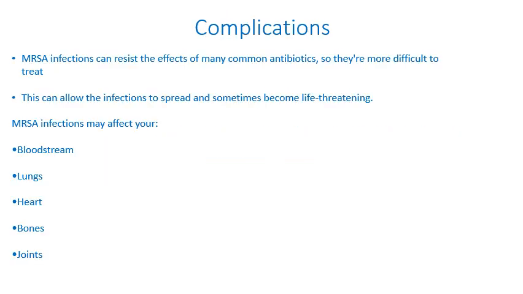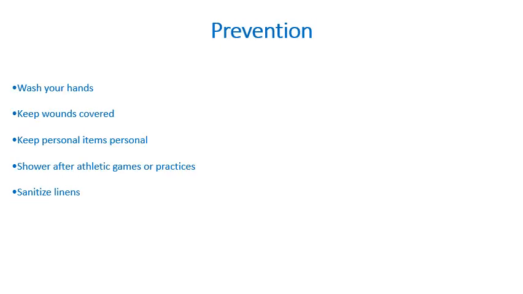So there are complications that can occur. So these can affect your bloodstream, lungs, heart, bones, joints. Because the MRSA infection can resist the effects of many common antibiotics, it is more difficult to treat. So to prevent it, wash your hands, keep your wounds covered, keep personal items personal, shower after athletic games or practices, and sanitize linens.